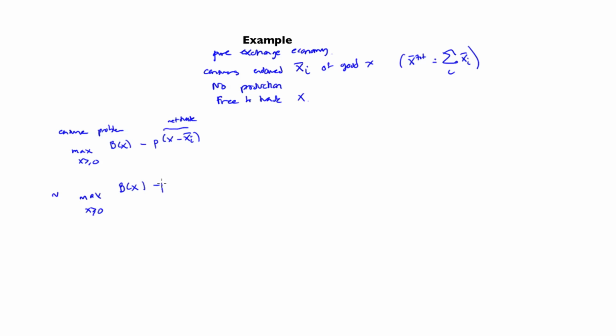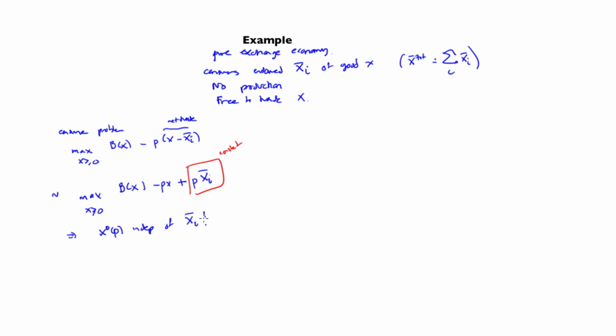Now notice that we can rewrite this as the maximization over X greater or equal than 0 of B of X minus PX plus P times X bar I. And notice, this is the key, that this last term is a constant from the point of view of selecting how much X to buy. It looks just like income or wealth for the consumer. So that implies that what the consumer demands as a function of P is independent of X bar I, how much it gets.